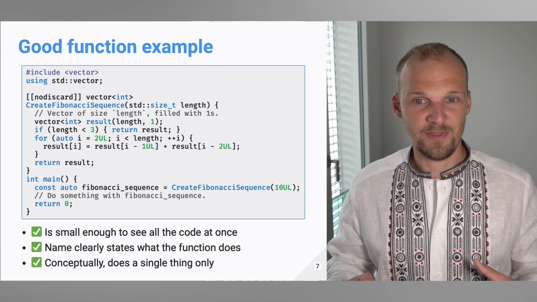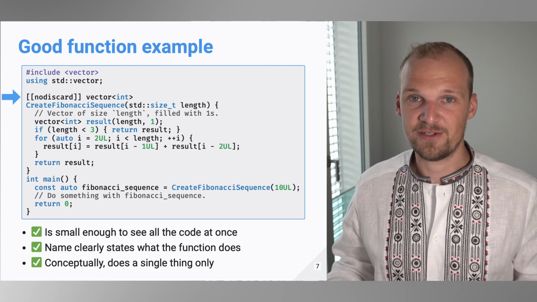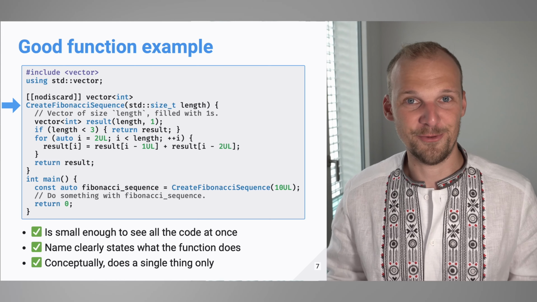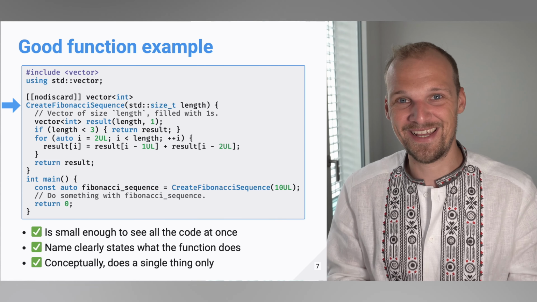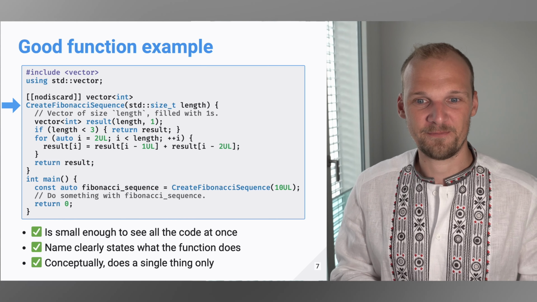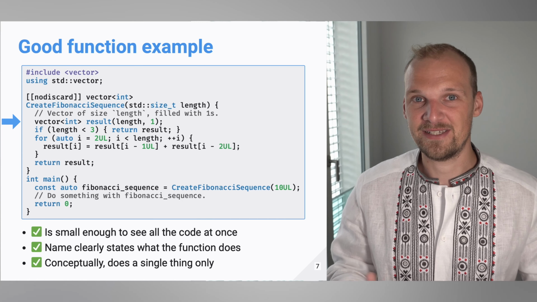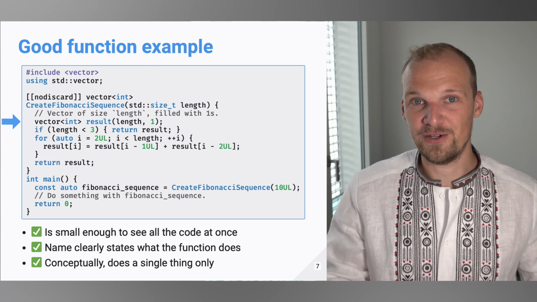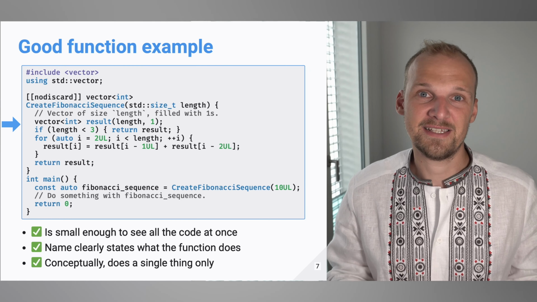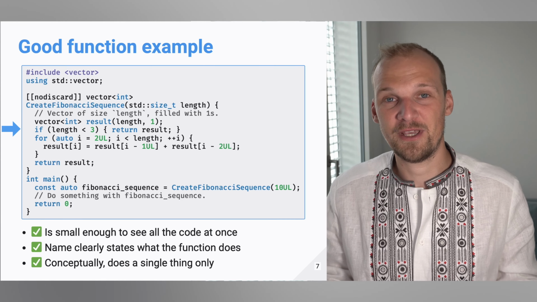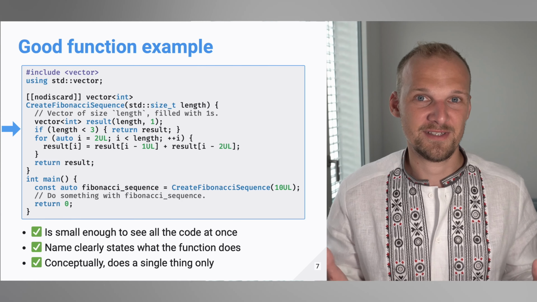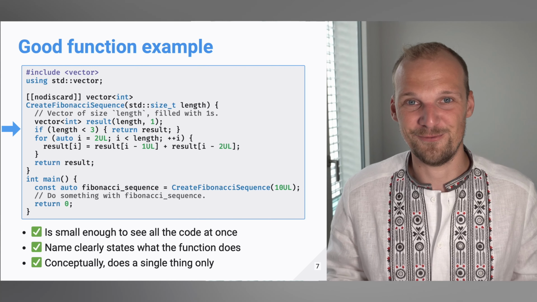So the function has a nodiscard attribute. It creates a vector of numbers, and it's called createFibonacciSequence, which leaves no room for questions, I hope. And then you provide it with the length of how long a sequence you want. You create a vector of a certain length filled with ones, because 1 is where we start. And if its length is less than 3, then we can return it straight away, because the Fibonacci sequence until length 3 always consists of ones.